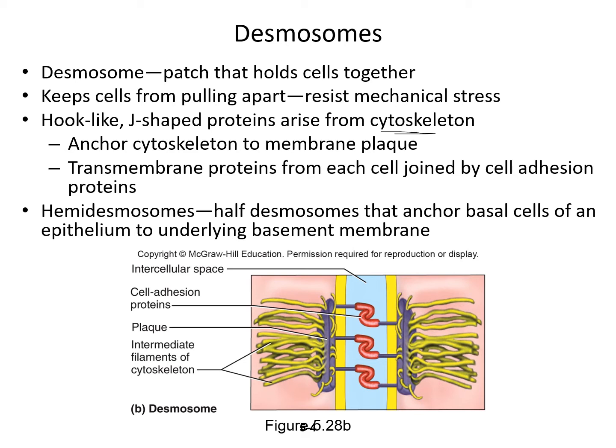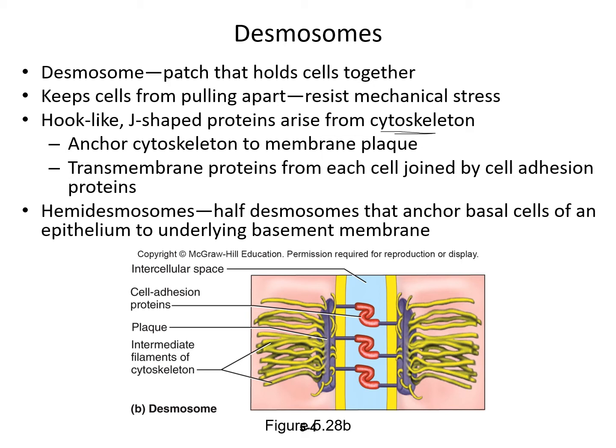So these J-shaped proteins will link one cell to another, and they will in turn be anchored to what's known as a plaque on the intracellular side of each cell. So these desmosomes are basically another form of transmembrane protein. So again, it's spanning the whole space within that lipid bilayer of the plasma membrane.